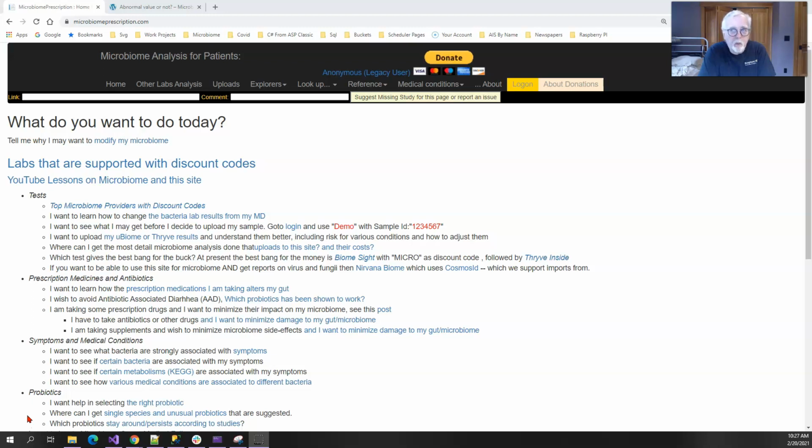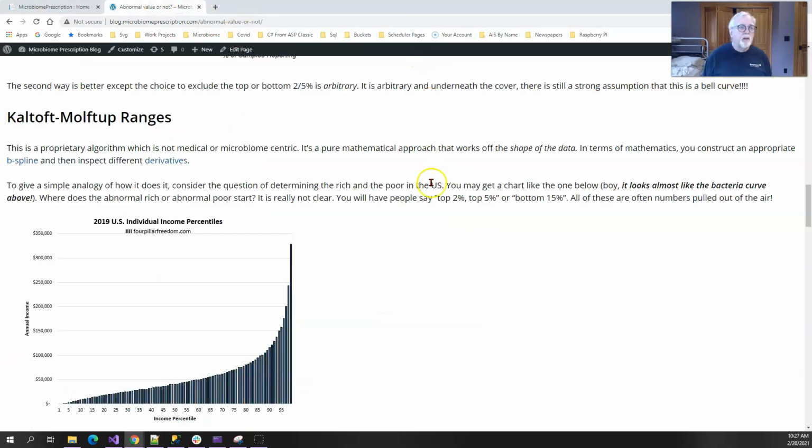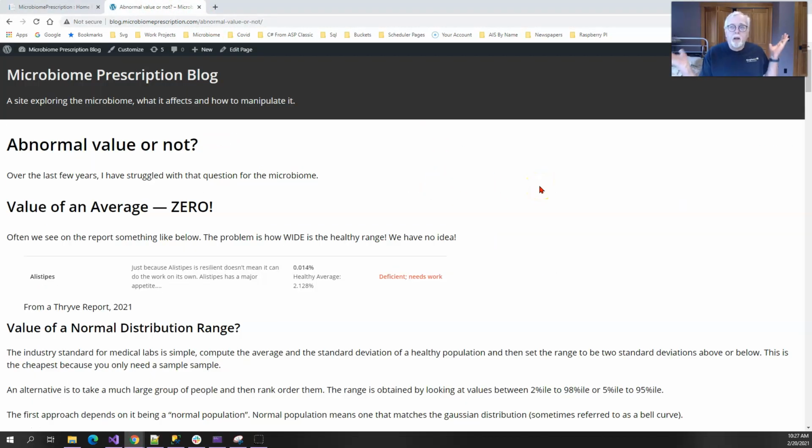Okay, so let's take a look at the first thing, which is what has just been added, which I deem to be something I wish I had had 3 years ago. It is a simple question: is a microbiome value abnormal or not? Is it a reasonable value or not a reasonable value? That is a bit of an interesting dilemma.